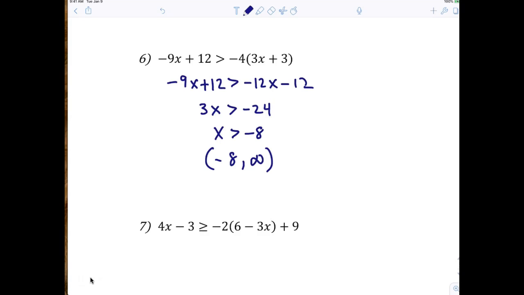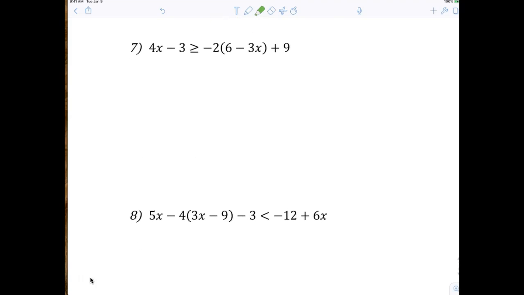What? I'm not sure what you're asking me. I'm trying to keep the variable positive. So I would add 12x to both sides. I wouldn't add 9x this time because then it would be a negative answer. Okay?